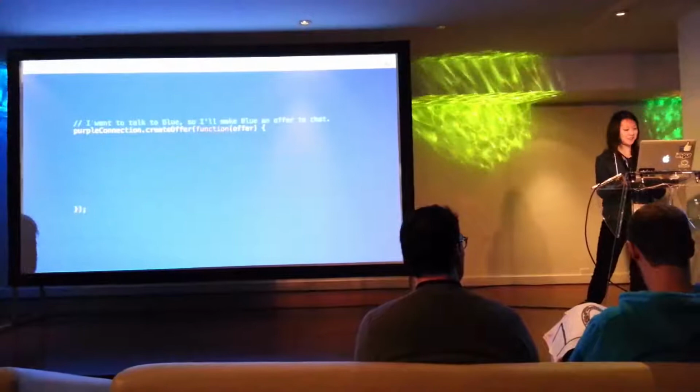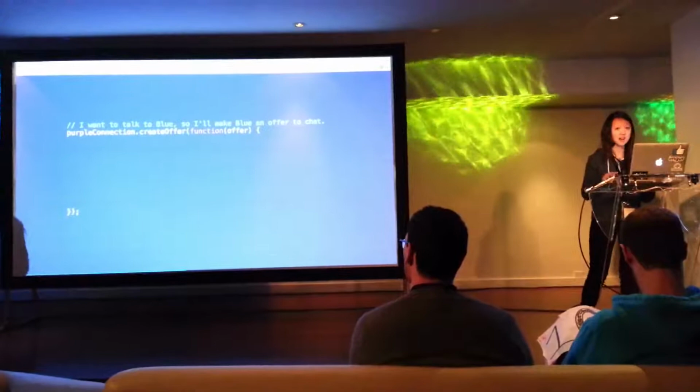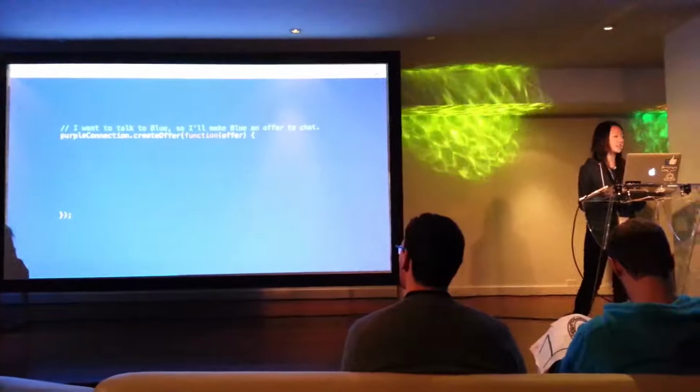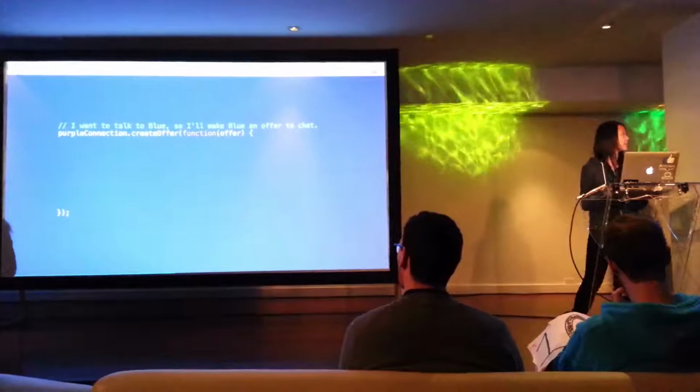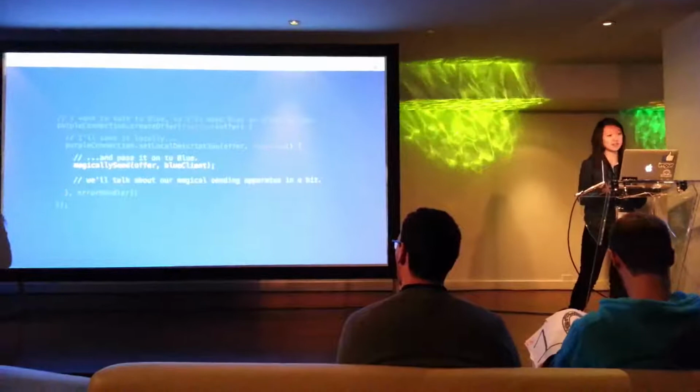And an offer is sort of like a snapshot of this moment in time when Purple wants to talk to Blue. It contains things like Purple's video configuration, audio configuration, and the type of transport Purple wants to use for its data channels. Purple saves this offer locally and magically passes it on to Blue.